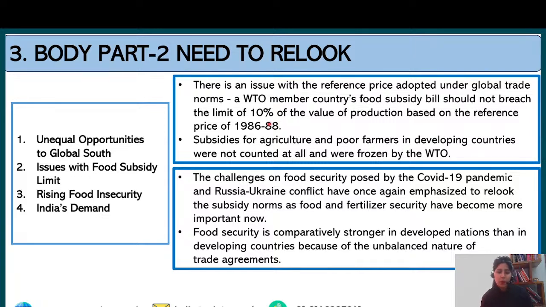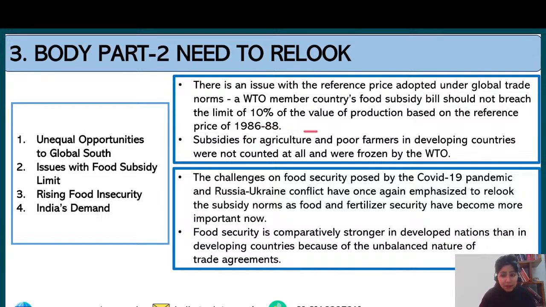But the level that has been set to look at comparative levels of subsidies is the year 1986 to 88, and according to that level, developed countries are benefiting more because they were already providing high subsidies. So subsidies of 86 and 5% of that for a country like the US converts to a much higher amount compared to what it converts to for India, because India was providing almost no subsidies or very low subsidies during that time in monetary value.